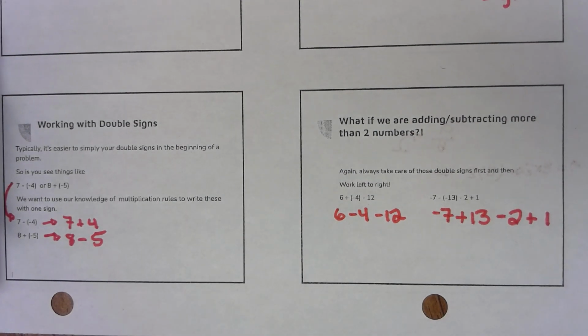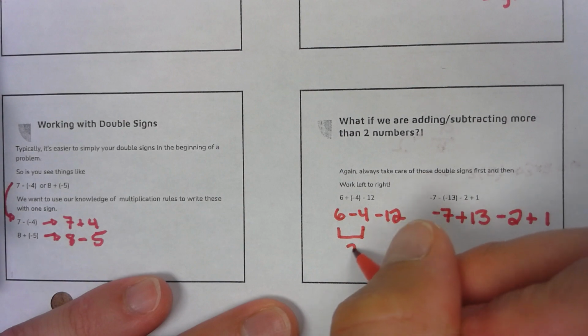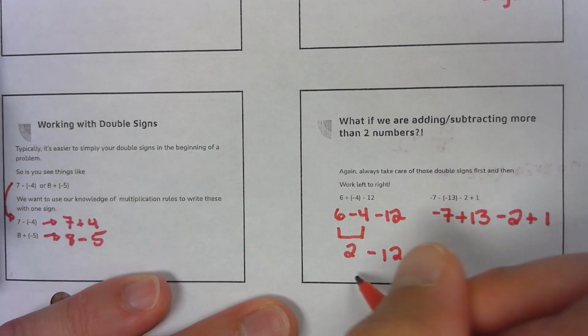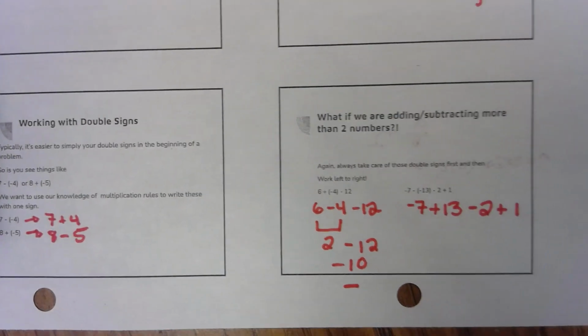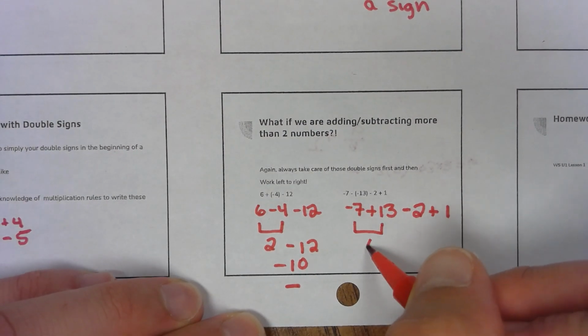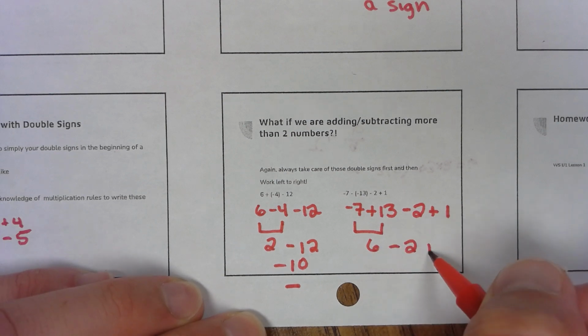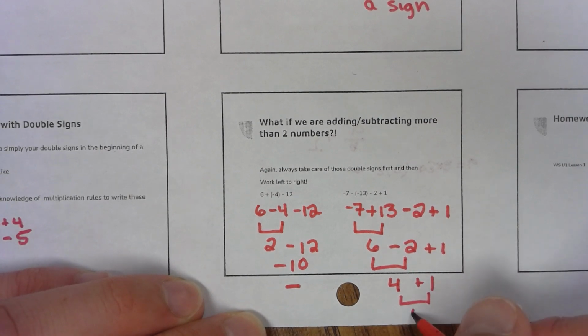Now, for us to figure out the sign of this, we actually have to do some addition or subtraction. So 6 minus 4, that's 2. 2 minus 12 is -10. That's the result here is negative. -7 plus 13 is 6. We still have minus 2 and plus 1. 6 minus 2 is 4. 4 plus 1 is 5.